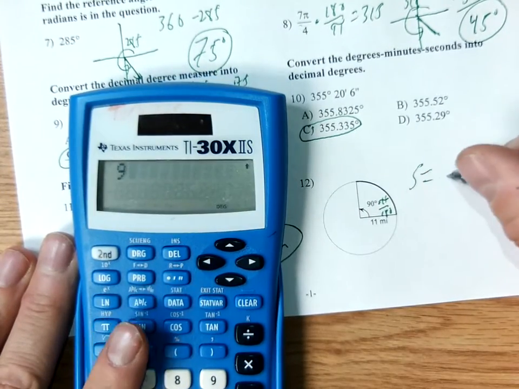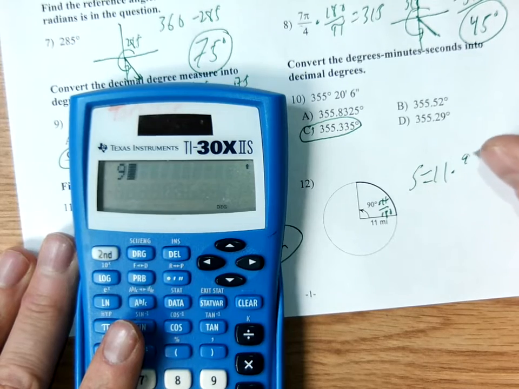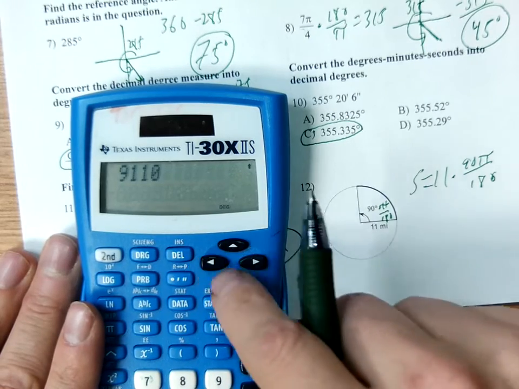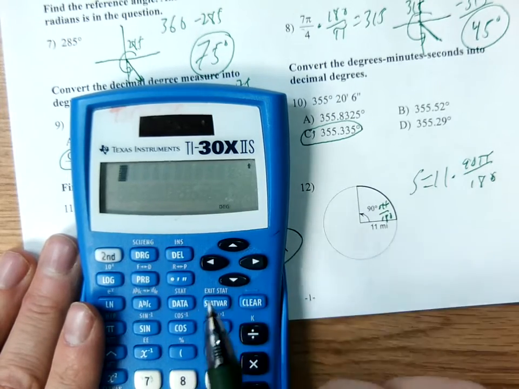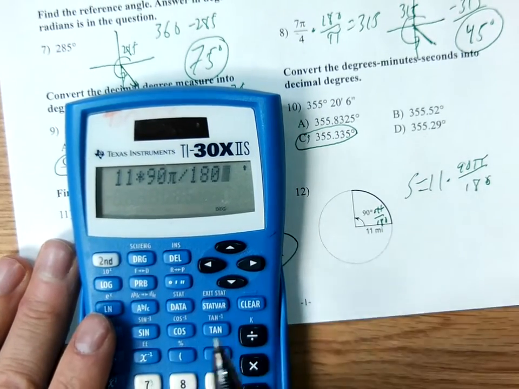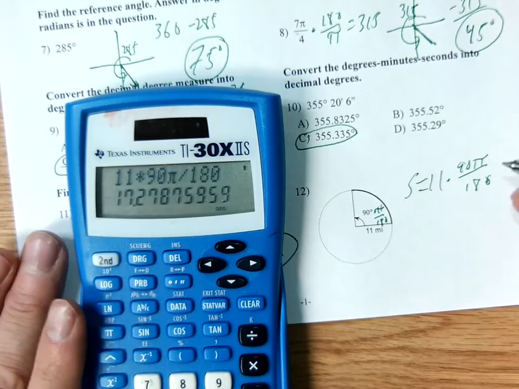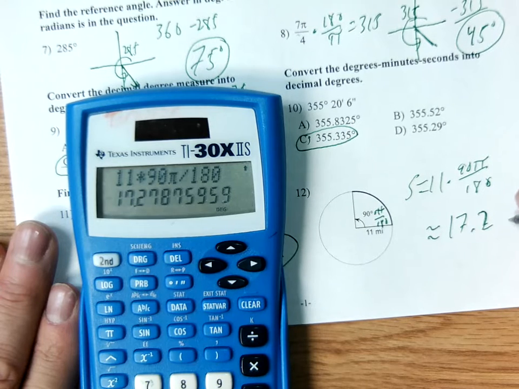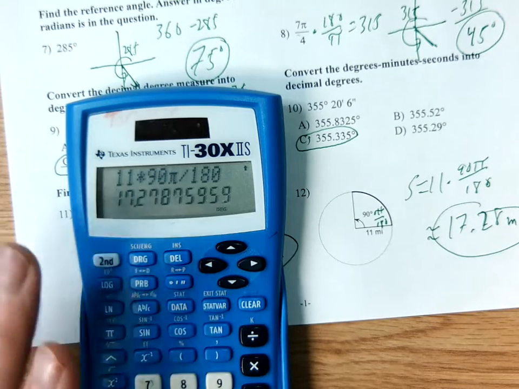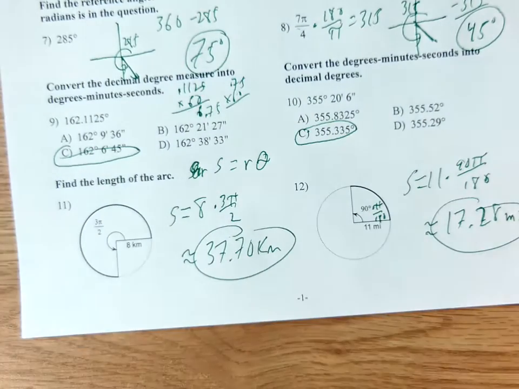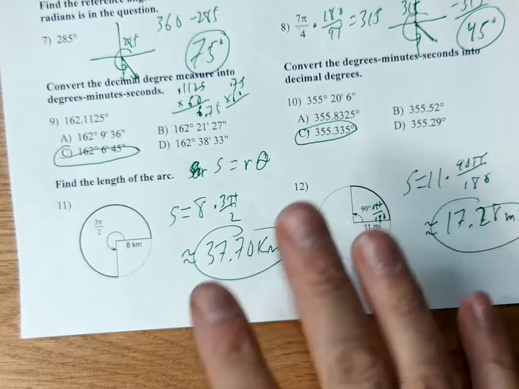Next one here, S equals 11 times 90 pi over 180. So you have 17.27, about 28. Or you can give me the exact answer, which would be 11 pi over 2. Anyways, there's the front, 1 through 12. Let's move on to the back.